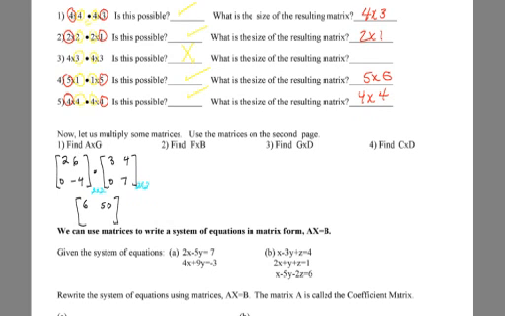Now let's jump to the second row. Times column 1, then column 2. So I get 0 times 3 and negative 4 times 0. Well, 0 times 3 is 0. Negative 4 times 0 is 0. So I end up with 0 plus 0, which is 0.